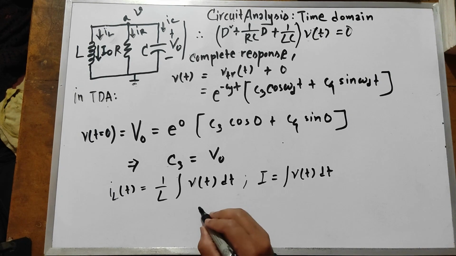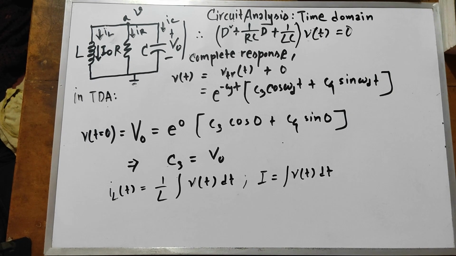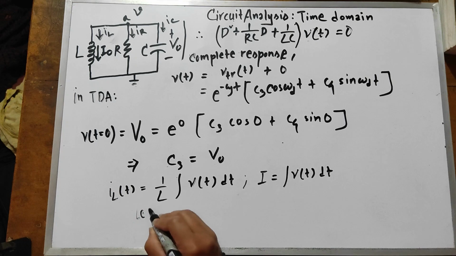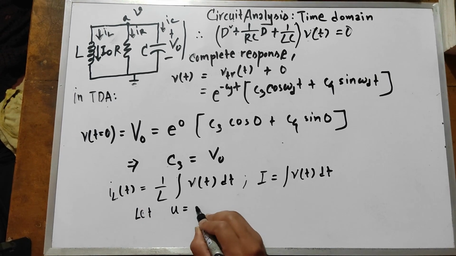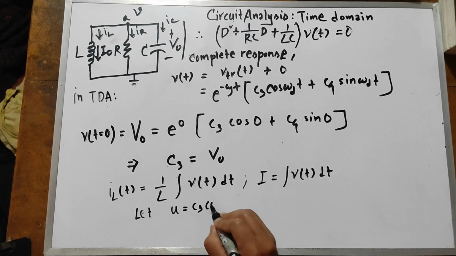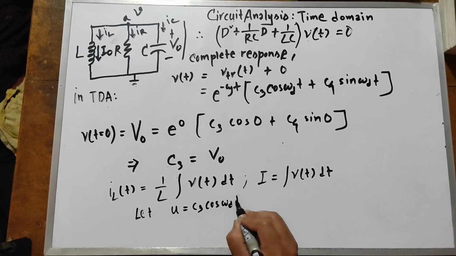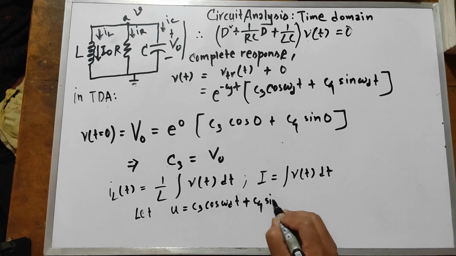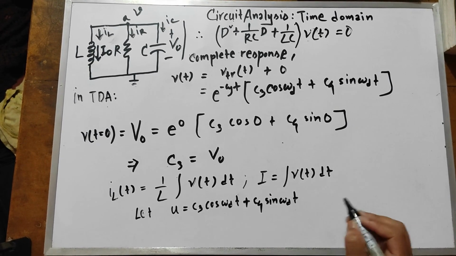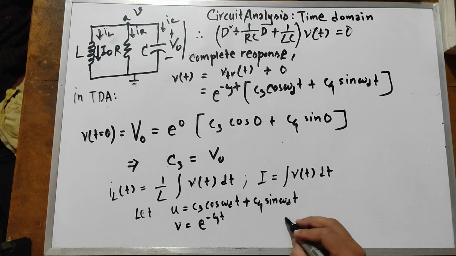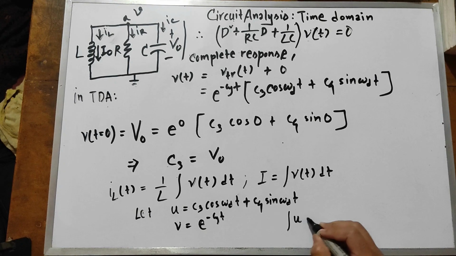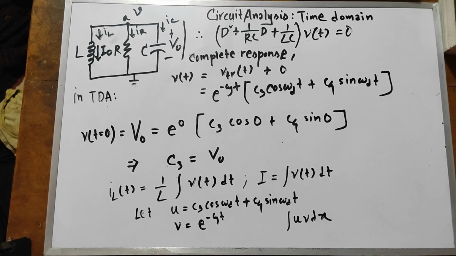So let me assume u equals c3 cos omega dt plus c4 sin omega dt, and v equals the exponential, the damping term. And now we're going to use the formula, integration of uv dx.